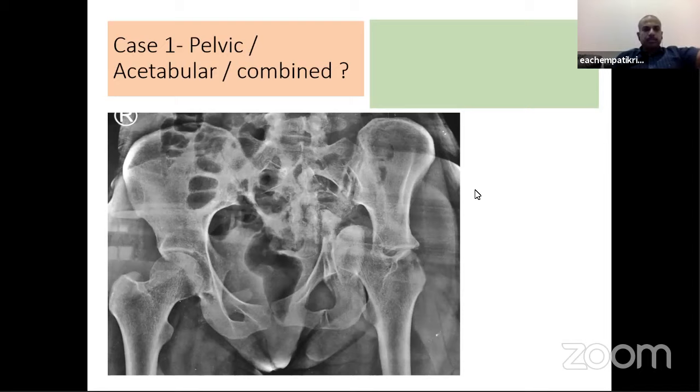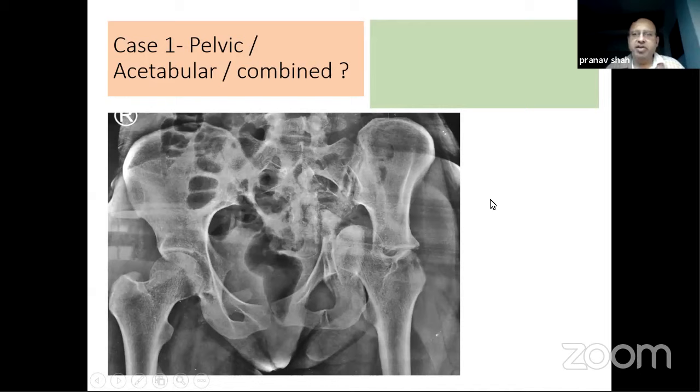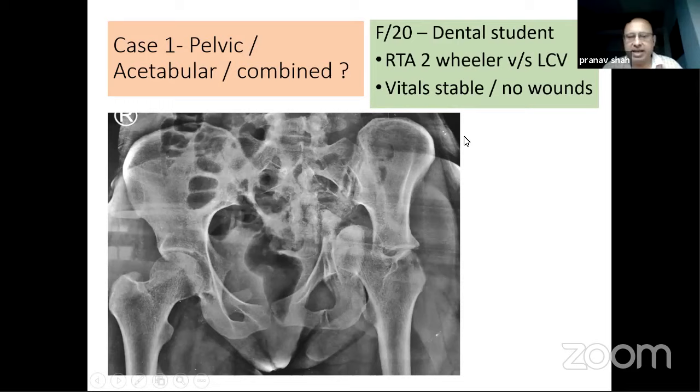So this is the patient. She's a female, 20 years old, a dental student, and she met with a road traffic accident. Her vitals were stable. No wounds, and this is the X-ray. So the first question is whether it is a pelvic fracture, an acetabular fracture, or a combined fracture on the X-ray. Yes, can we start with Dr. Nikhil?